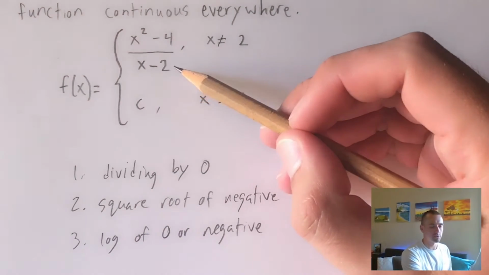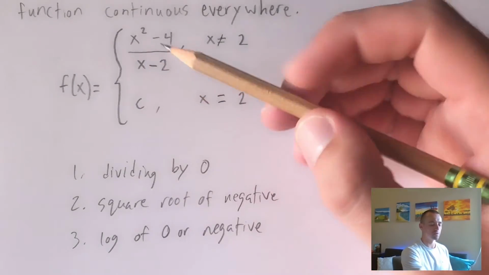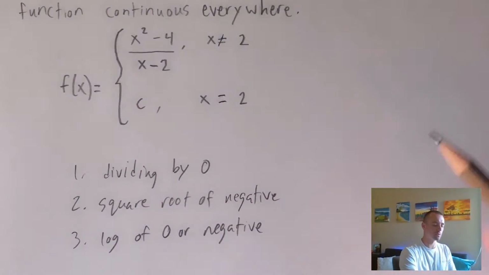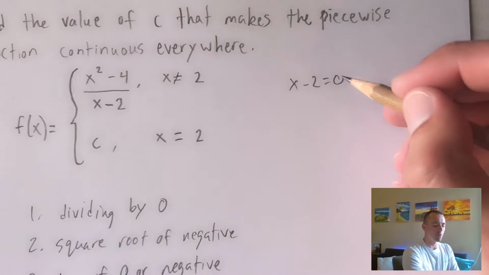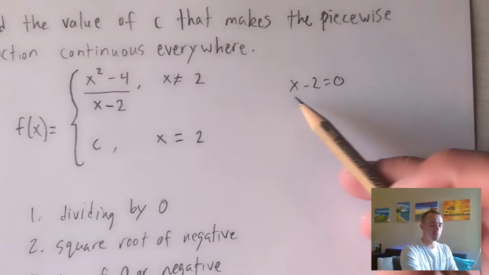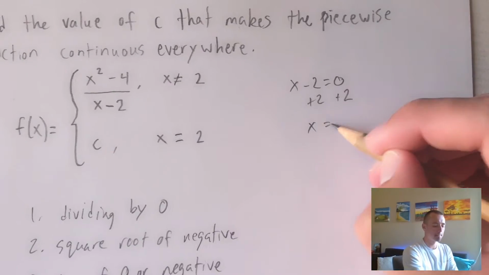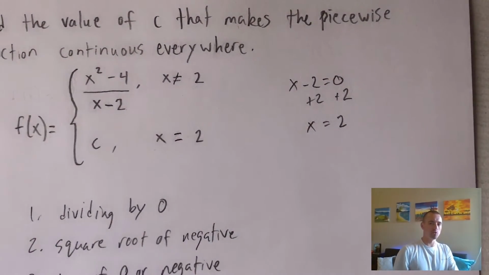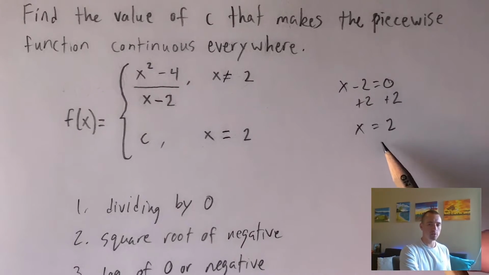If we look at this function, we have a fraction. If the denominator equals 0, if x minus 2 equals 0, that's going to cause us to divide by 0, so we need to make sure that's not happening. To figure that out, set x minus 2 equal to 0 and solve for x, which tells us the x value that would cause us to divide by 0. The only x value that causes us to divide by 0 and break the rules of math is x equals 2.